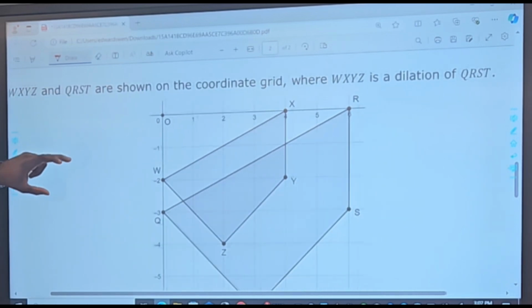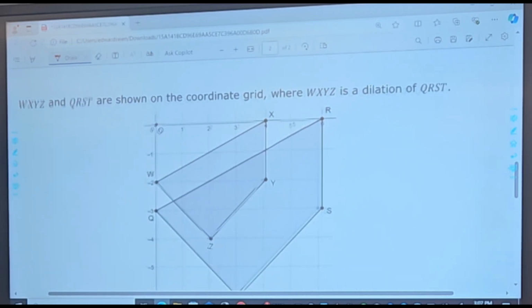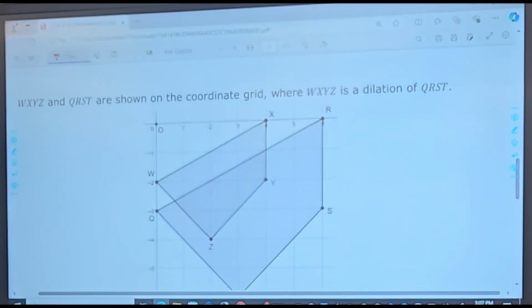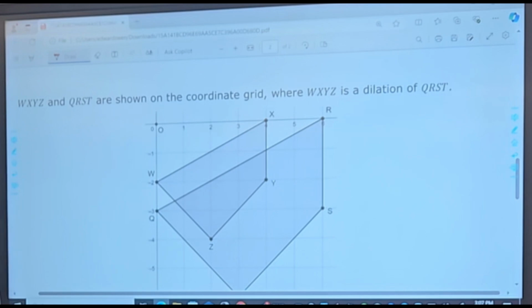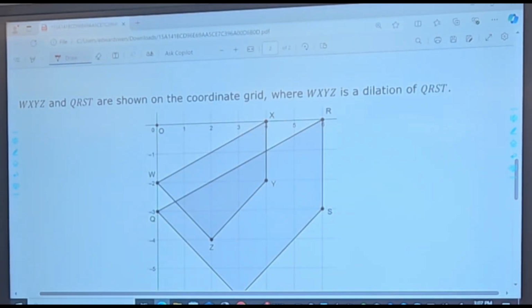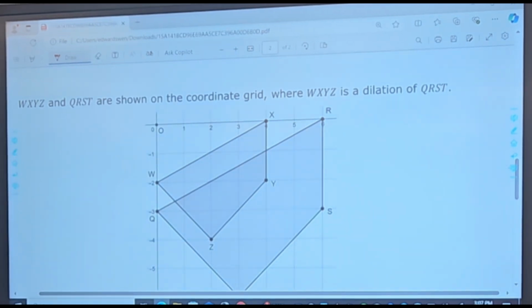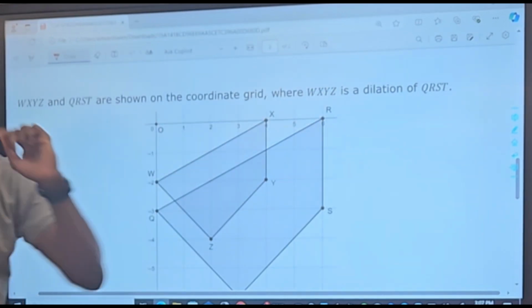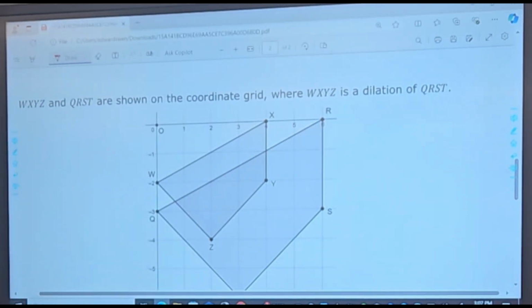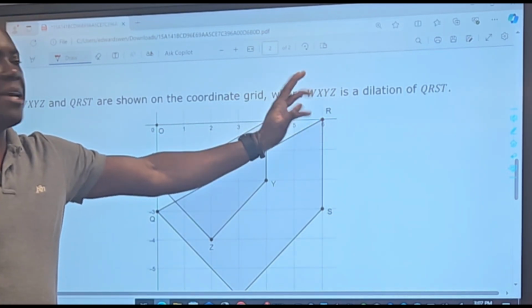So in this segment here, it says, on screen, WXYZ and QRST are shown on the coordinate grid, where WXYZ is a dilation of QRST. That's the clue right there. We are using different letters, so there will be no prime. We don't have any prime in this. Prime only comes when we are repeating a letter, right? We're not repeating any letters here, but the narrative of this sentence should have told us which one is pre-image, which one is image. Anybody want to tell me which one of these would have been the pre-image? Based on what you read here.